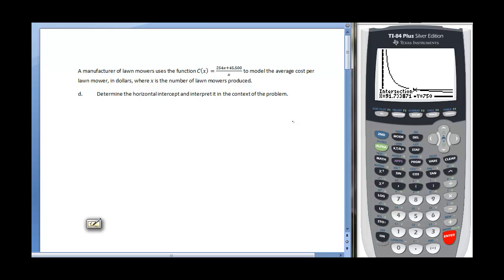In letter D, it asks us to determine the horizontal intercepts and interpret them in the context of this situation. So here, I know that my horizontal intercepts are going to be where my function crosses the x-axis, therefore y is equal to 0. So if I put my output equal to 0 for this equation and solve for x, I would have something looking like this.